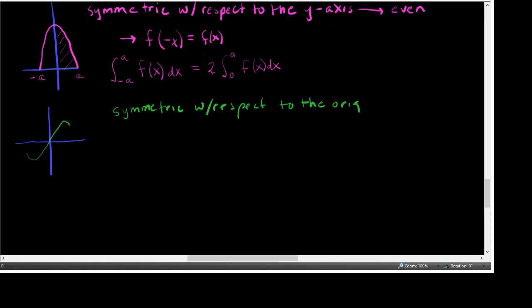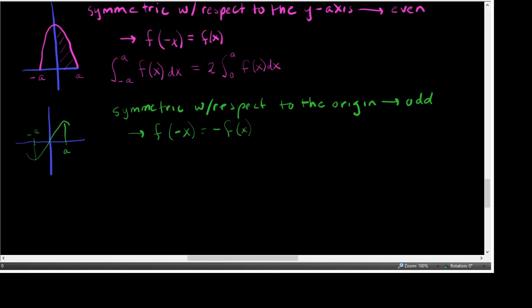Okay, so if you have symmetry of your graph with respect to the origin, that means it's an odd function. The way to test to see if it's odd is to put negative x in and simplify. If you get back the opposite of the original function, then it's odd. And if you're integrating, say, from negative a to a, so we're trying to find this area.